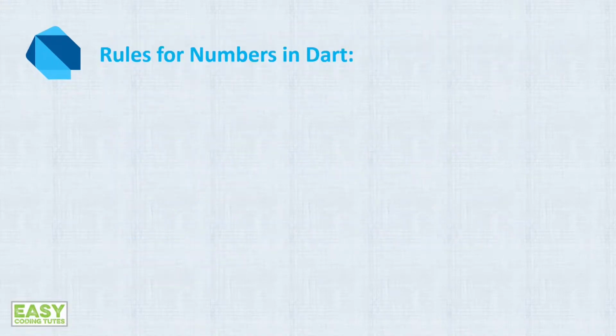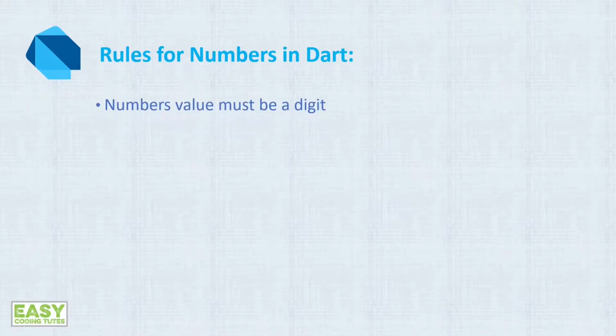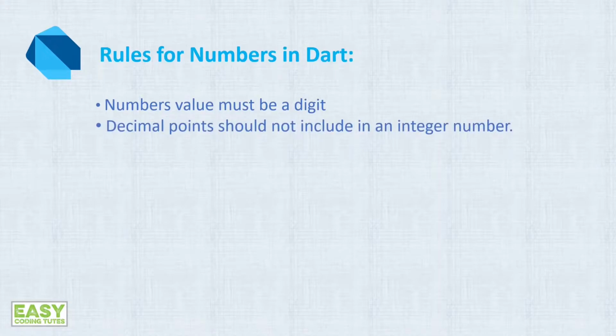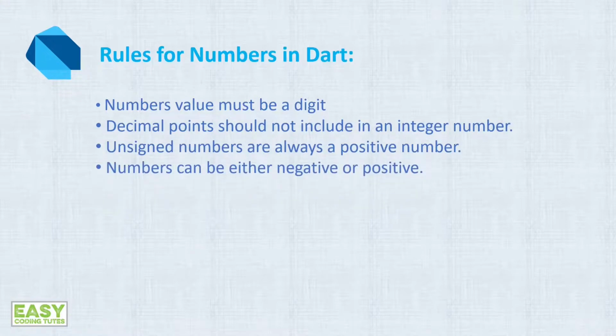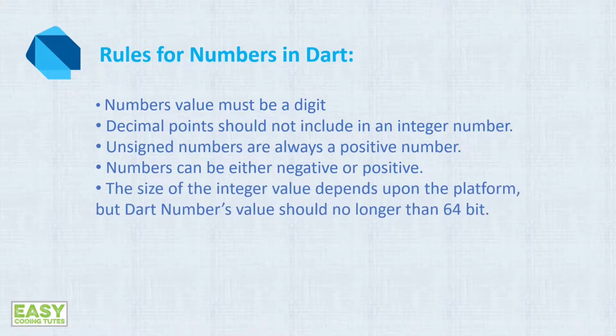Rules for numbers in Dart. There are multiple rules to declare numbers in Dart. So let's look at those. Number values must be digits. A decimal point should not be included in an integer number. Unsigned numbers are always positive numbers. Numbers can be either negative or positive. The size of the integer value depends upon the platform, but Dart's number values should be no longer than 64-bit.